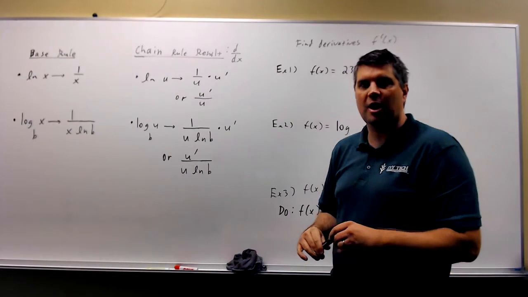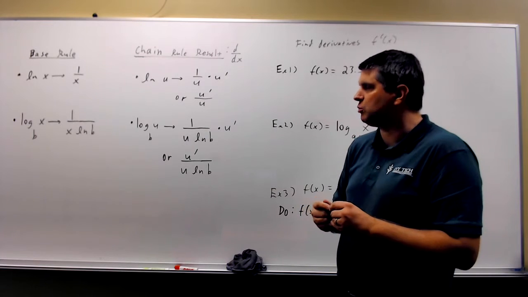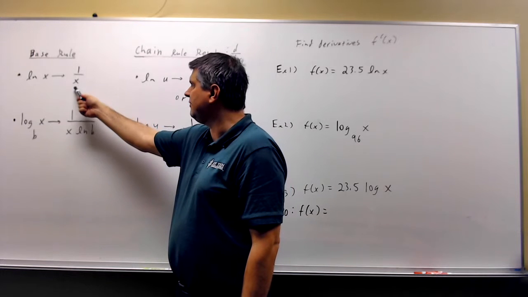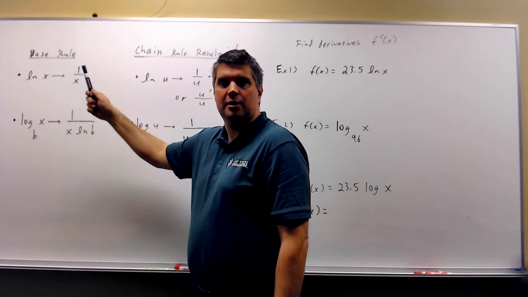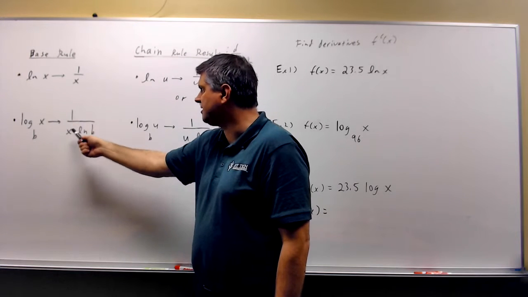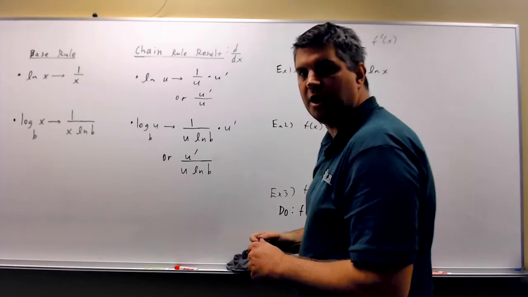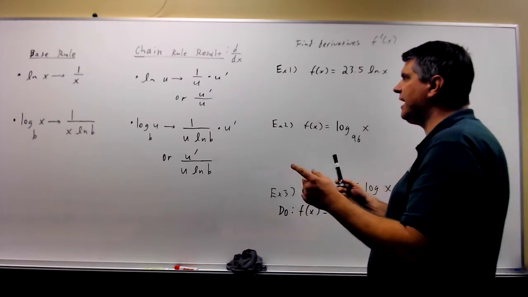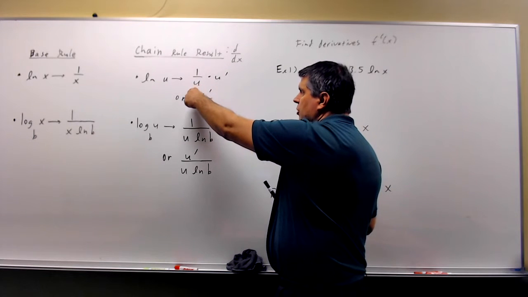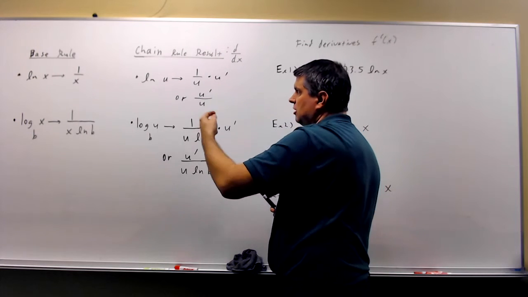Okay, I want to talk about the derivatives of logarithms now. The basic rules when it comes to logarithms: the derivative of the natural log of x is 1 over x. The derivative of a log with any other base is 1 over x times the natural log of that base. The general result is 1 over u times the derivative of what you took the logarithm of.